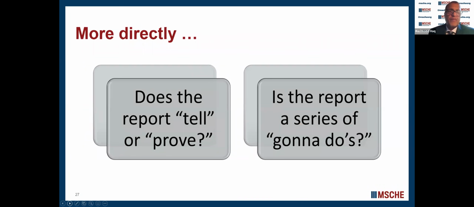More specifically, this is an important point. Does the report tell or prove? Is it descriptive or analytical? And definitely make sure that it's not about your future plans, but it's analyzing what you've done, and then recognizing gaps and then planning for the future. But just don't continue to say that you're going to do that and it may not come to fruition. So really use your evidence as much as possible for these issues.